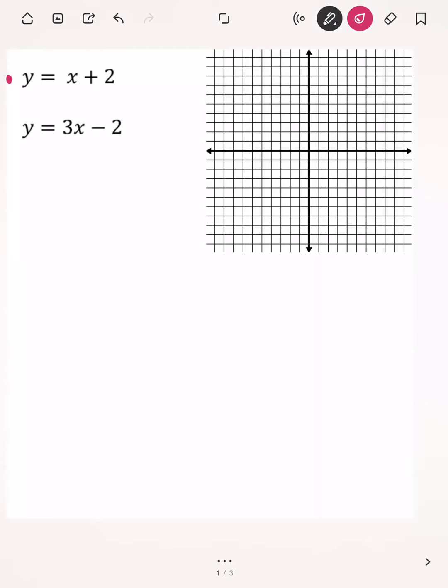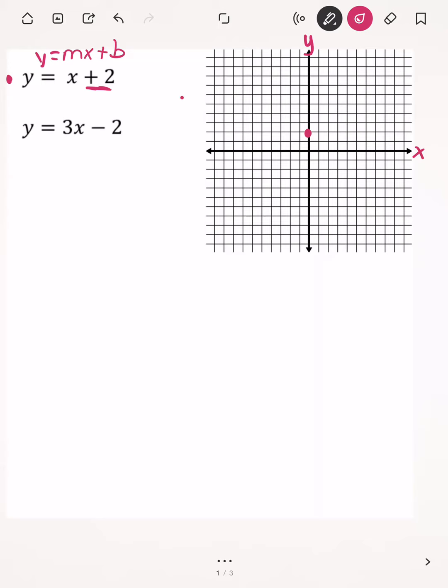What we need to know is that this is in y equals mx plus b form. Remember, we always start with our y-intercept, which is that b value. Our y-intercept is always plotted on the y-axis. This is our x-axis. Looking at this first equation, positive 2 is my y-intercept. So I go on the y-axis to positive 2 and put a point.